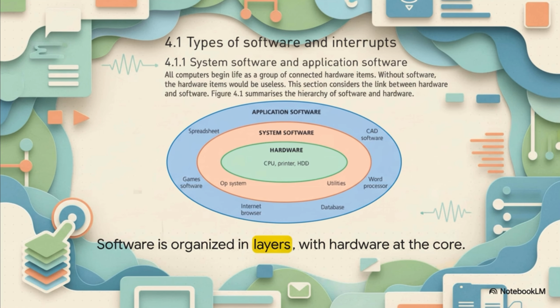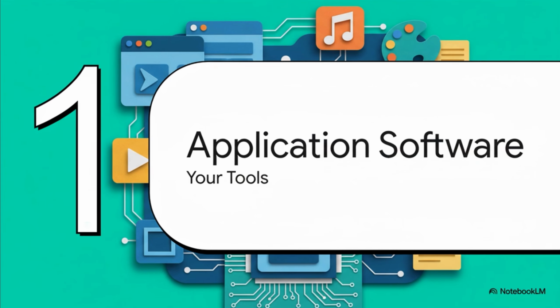Okay, this slide right here gives us a map for our whole journey. I want you to think of software like an onion. At the very core, you get the physical hardware, the brains of the operation like the CPU. Wrapped around that is the system software, which is kind of like the manager for the whole thing. And then, on the very outside layer, the part we actually touch and see is the application software. We're going to peel this onion, one layer at a time. So let's start with that outer layer, the one we all know and use every single day: application software.